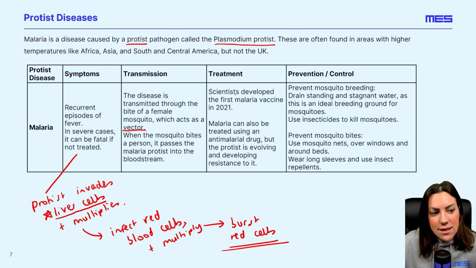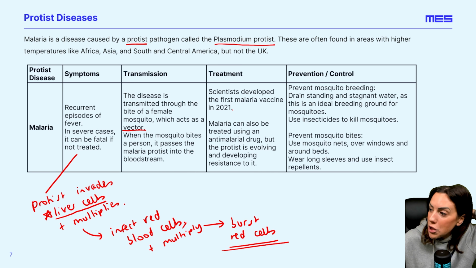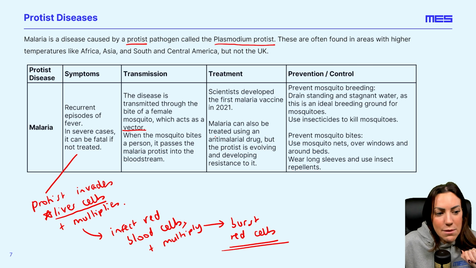Now, in terms of treatments, scientists did develop the first malaria vaccine in 2021. So if you're visiting any countries where malaria is a problem, you can have the vaccine for malaria before you go. It can also be treated using an anti-malarial drug, but the protist is developing resistance to it. More important for you, or what comes up on your exam, is the prevention and control of the spread of malaria. Now, most of these are obviously linked to mosquitoes because it is spread via female mosquitoes.